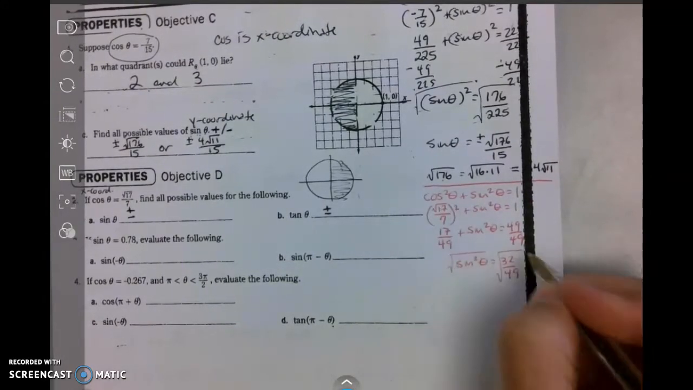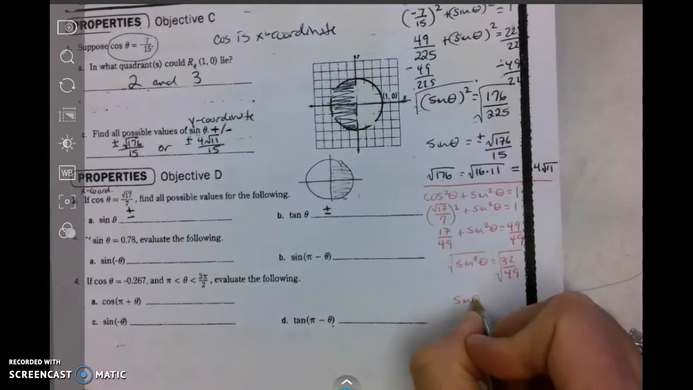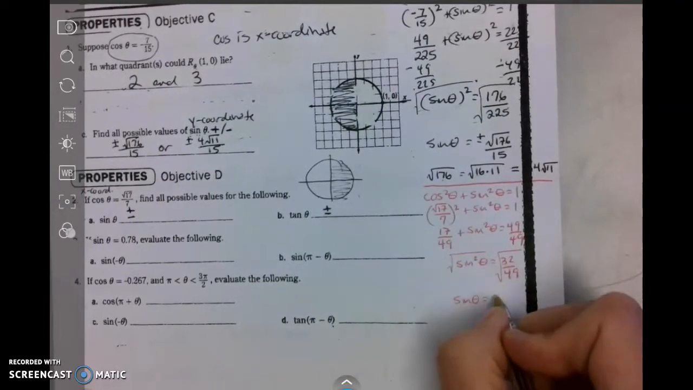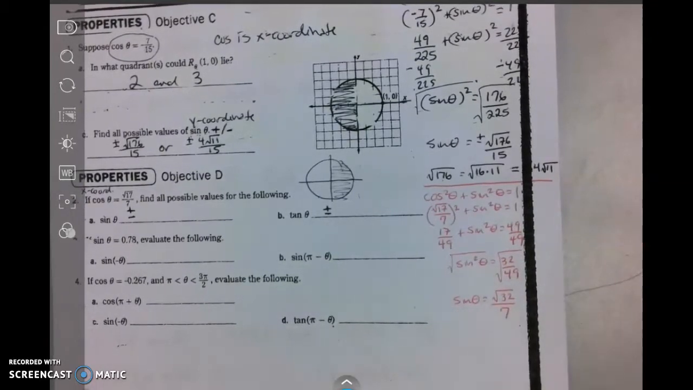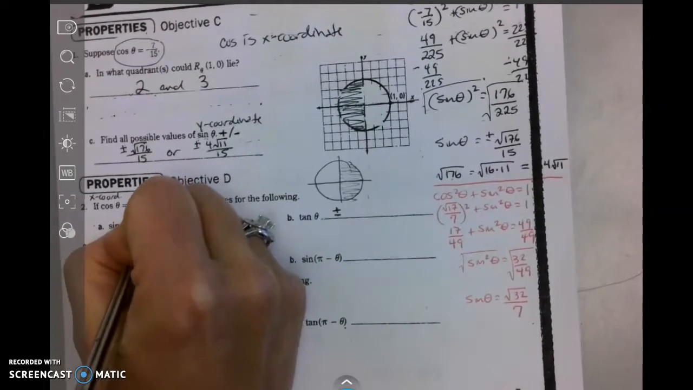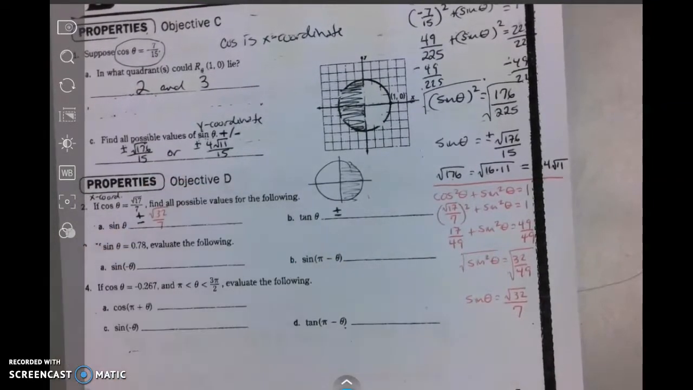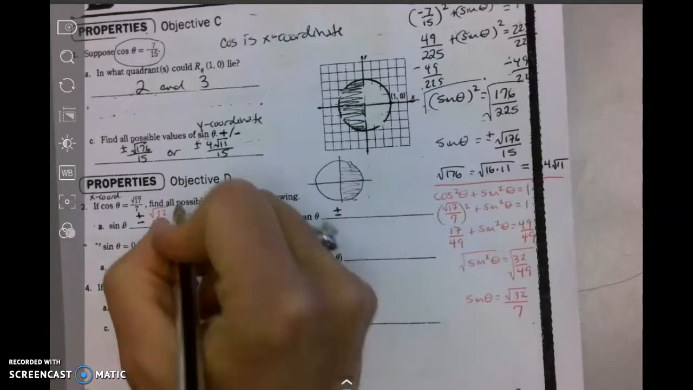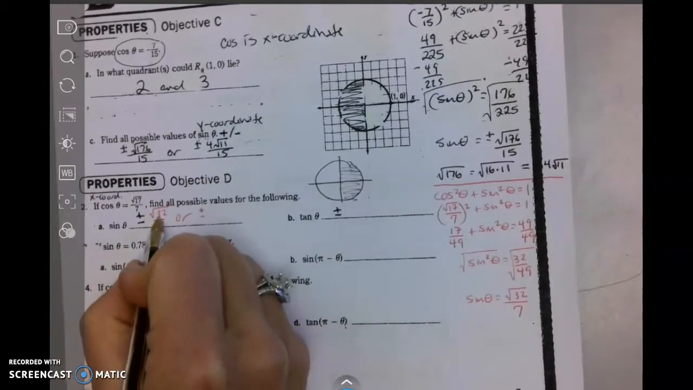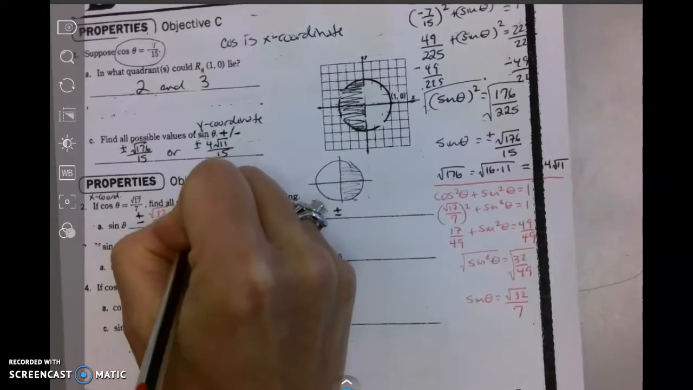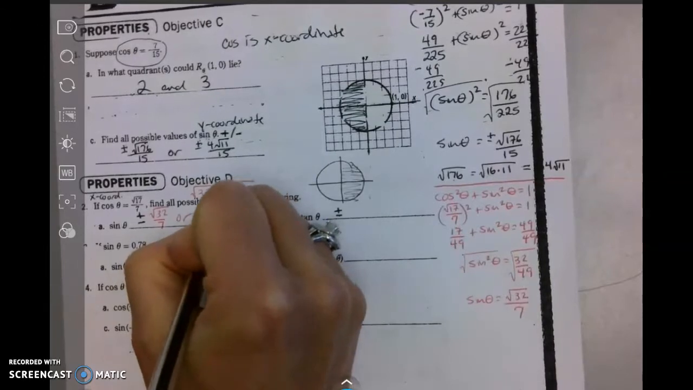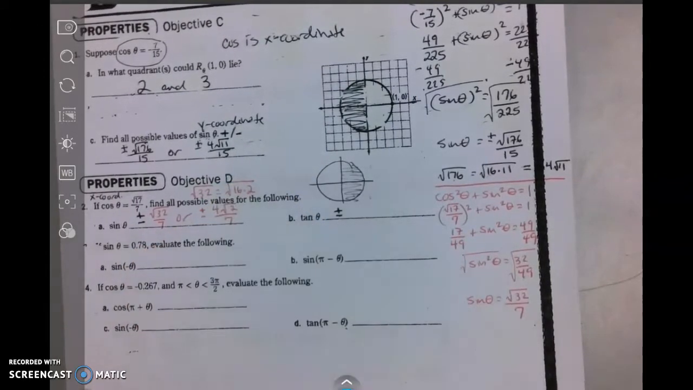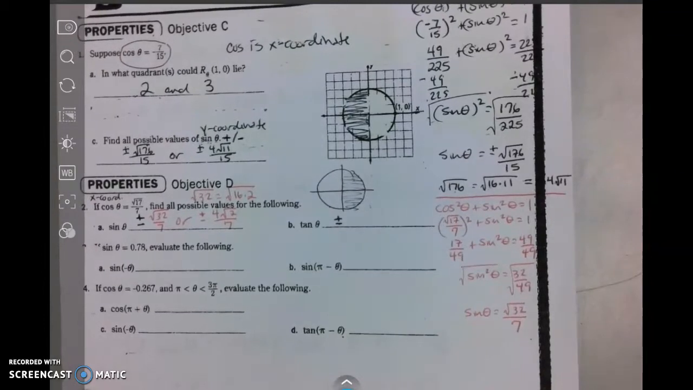Take the square root, and I get that the sine of theta equals the square root of 32, which is not a perfect square, so I'll leave it like that, over 7. So one answer that I can put here is the square root of 32 over 7. 32 does have a perfect square in it, though: 16. So I could rewrite the square root of 32 as the square root of 16 times 2, which becomes 4 square root of 2 over 7, which is the best answer.